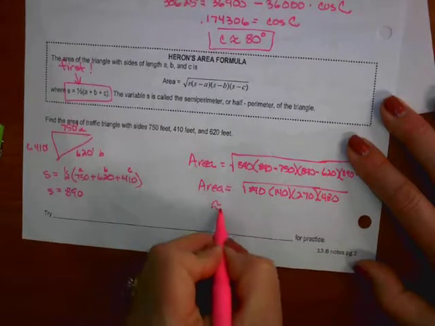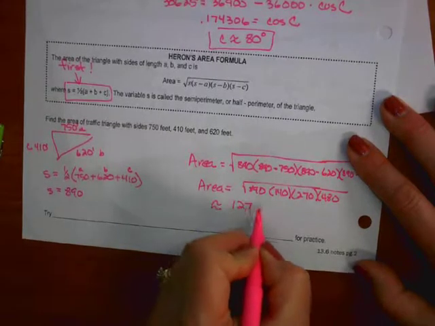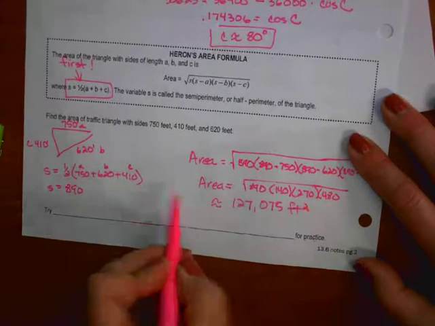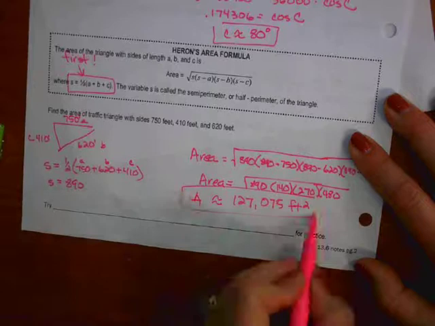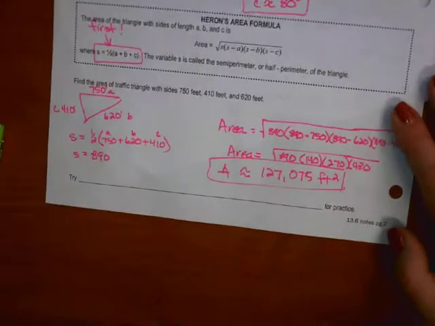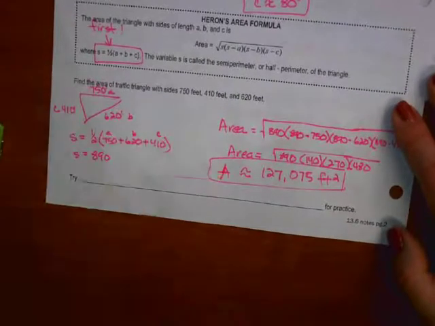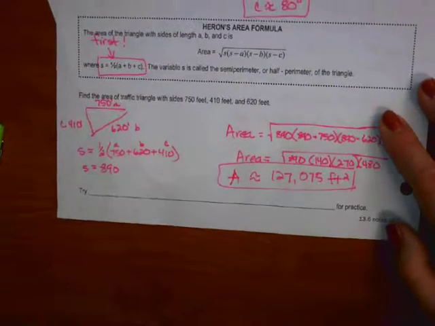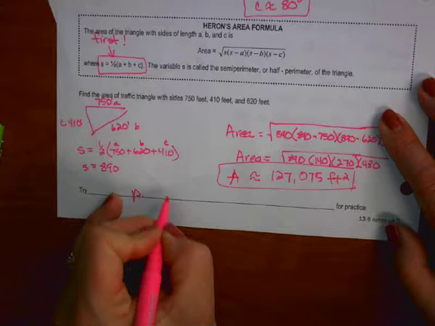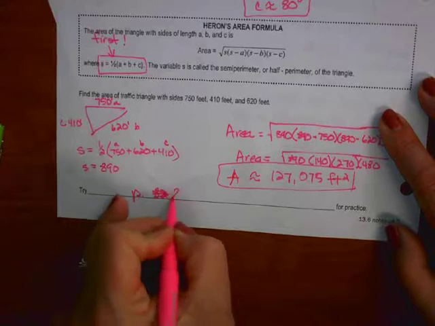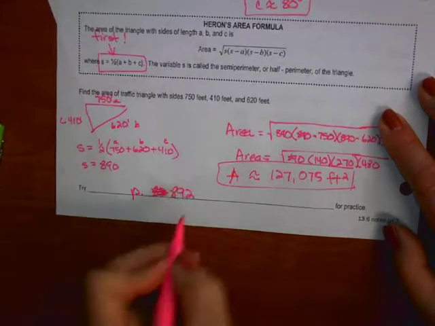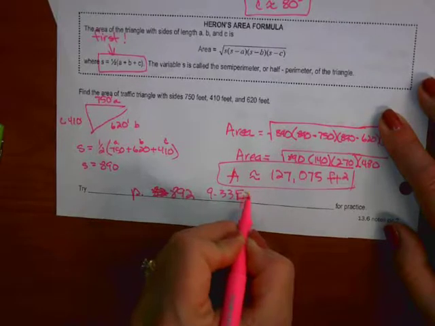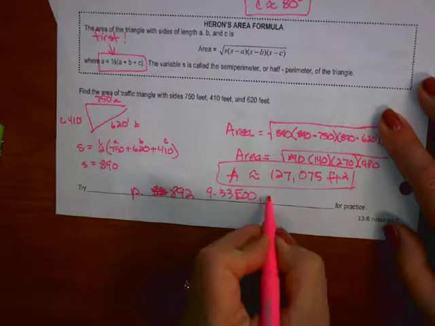And then it's approximately 127,075 feet squared for the area of that traffic triangle. See if you got that. And then this is what I want you to do for practice. It's not much. 892, 9 through 33, every other odd, and 44.